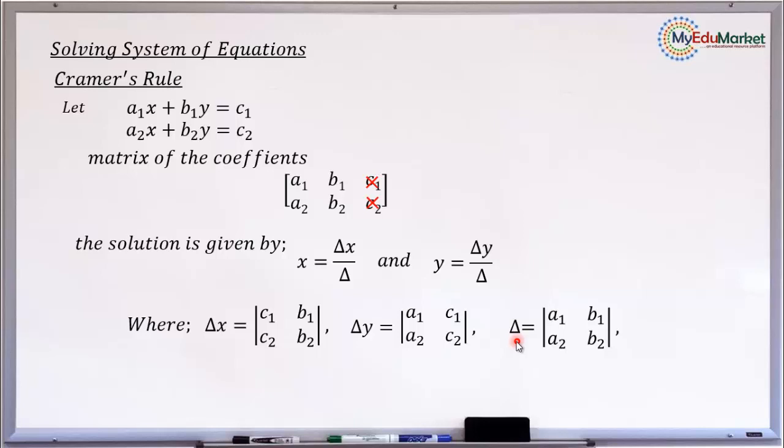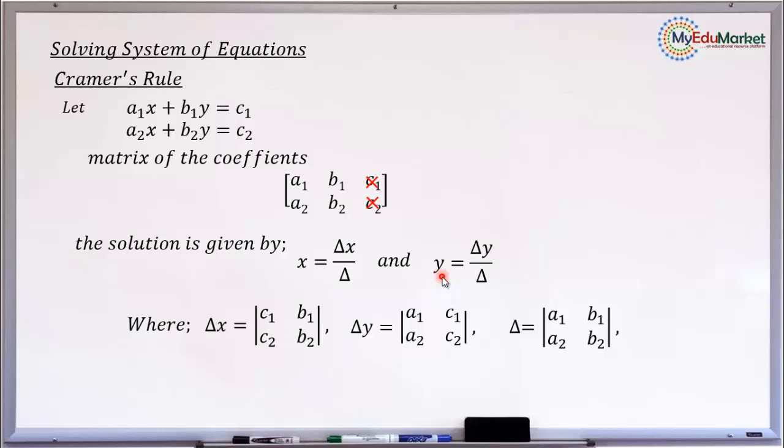So when you now substitute them, after getting all the determinants, you substitute in the simple formula for the value of x: delta x divided by delta will give you the value of x, and delta y also divided by delta will give you the value of y. We are going to take examples and see how we can put this in practice.